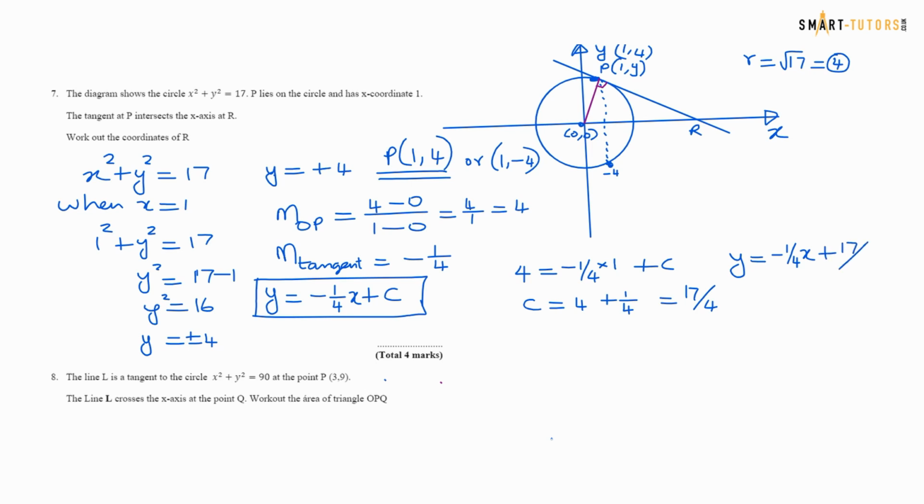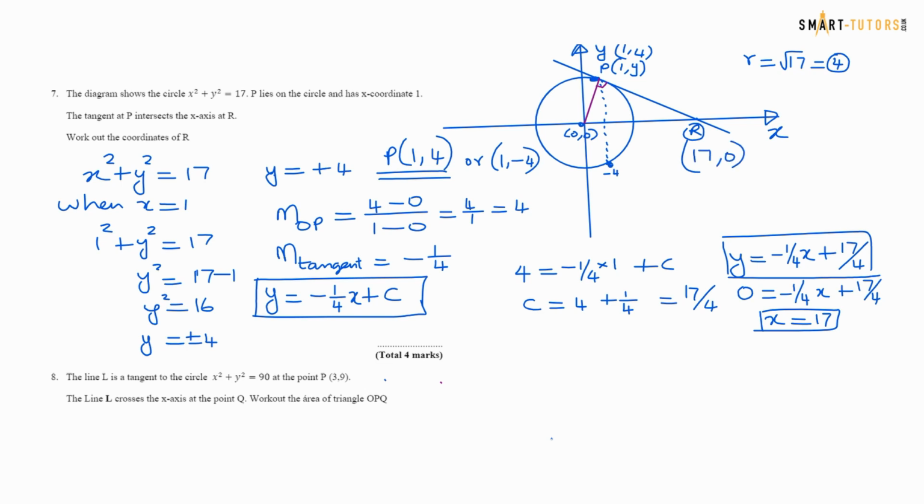17 upon 4. But they are asking the coordinate of the R. So R is going to be on the x-axis. So y coordinate is going to be 0. So 0 equals minus 1 upon 4x plus 17 upon 4. So if you solve this one, x will be 17. So the answer for the R coordinate is 17, 0.